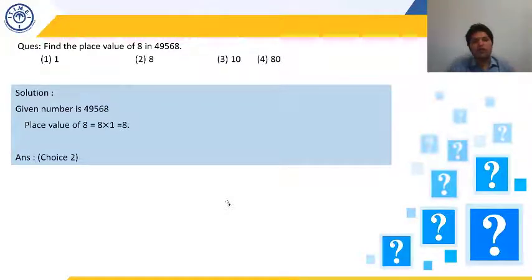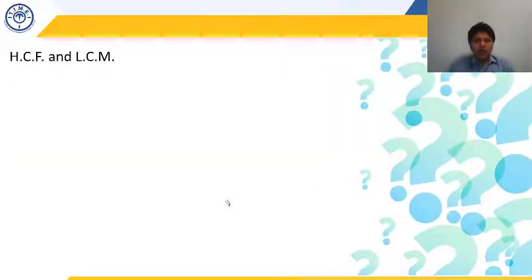So the product of that is going to be the place value. I hope the difference between place value and face value is clear to all of you. Okay. Next is HCF LCM. So let's start HCF LCM.